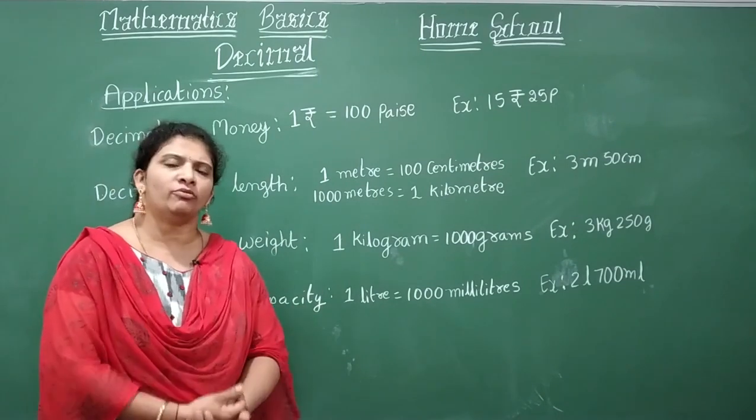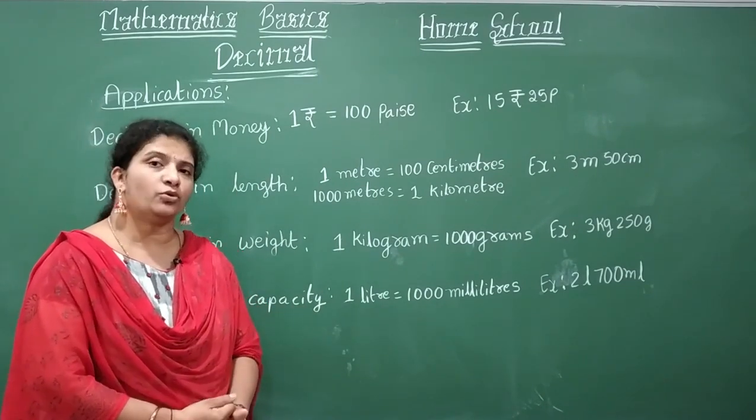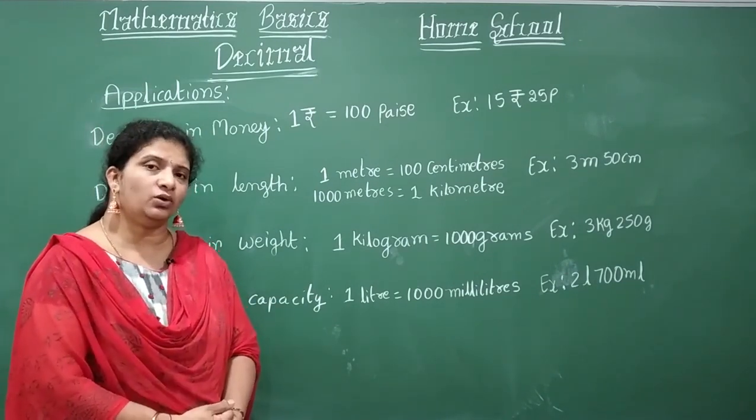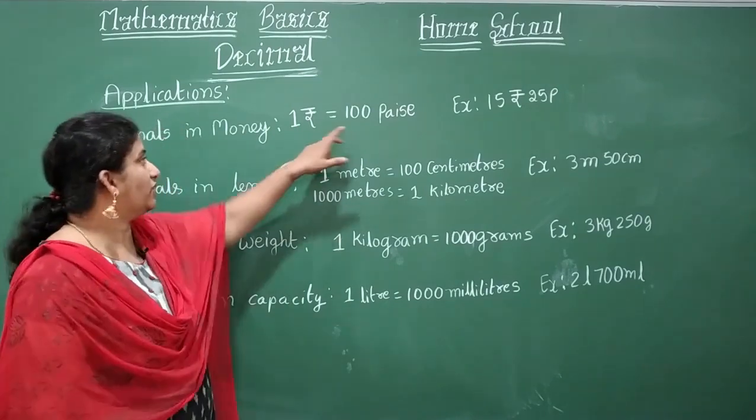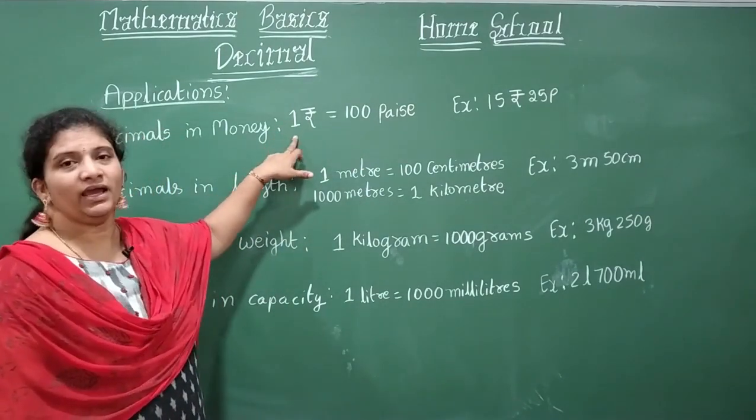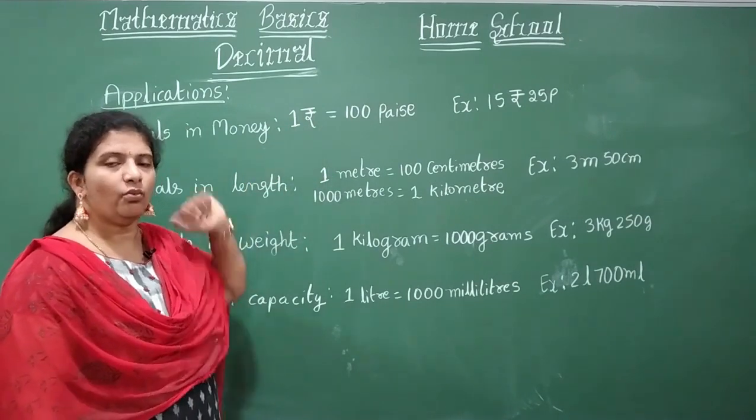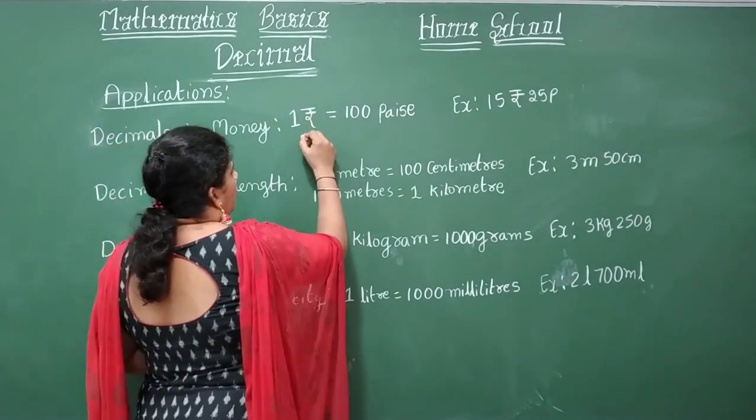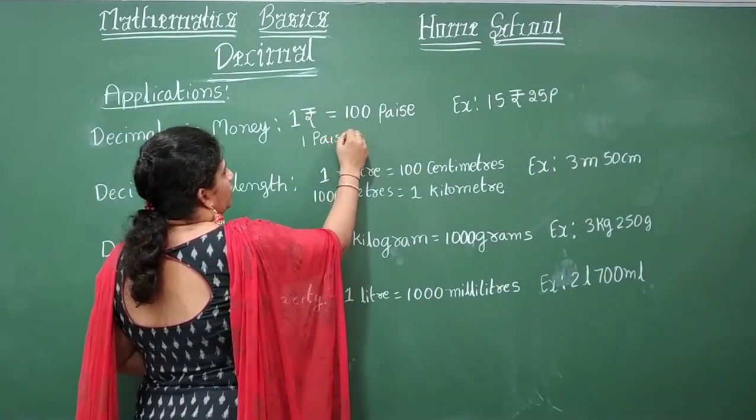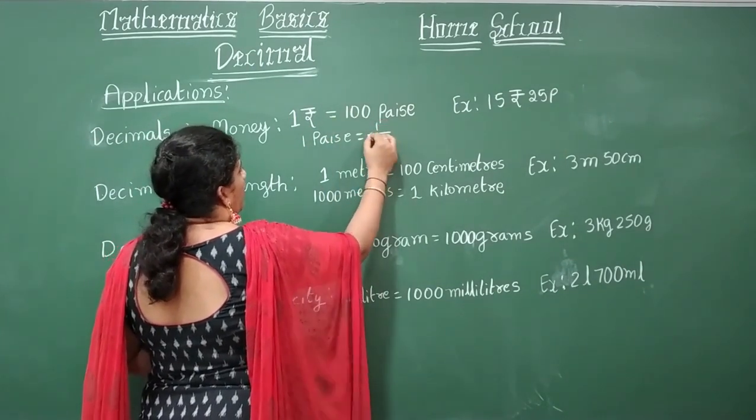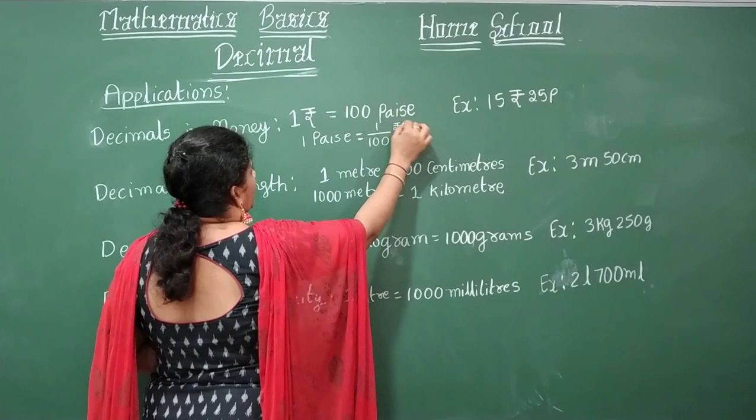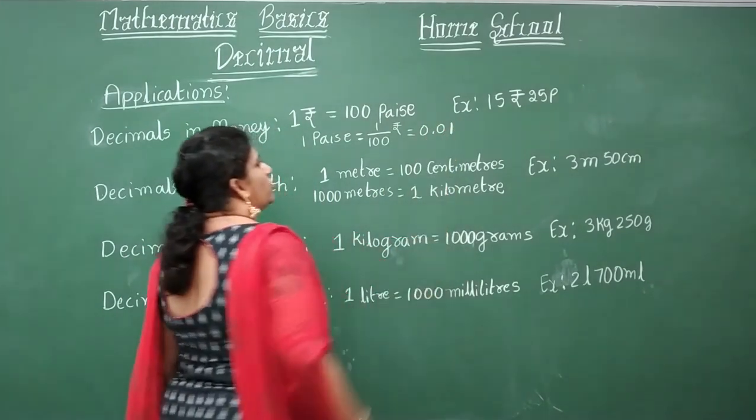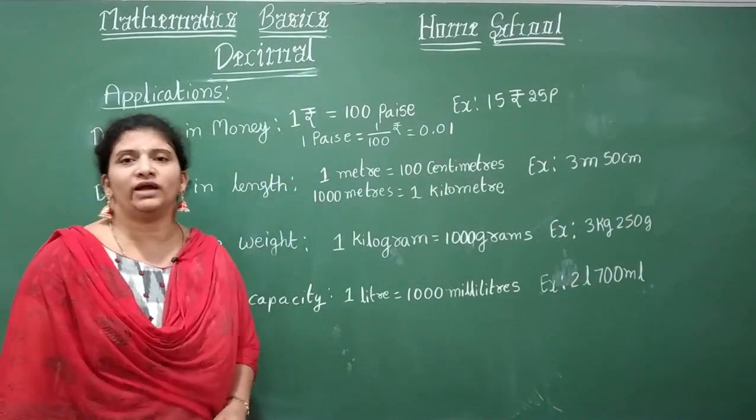So here children, when we talk about money, what do we know? 1 rupee is equal to 100 paise. So then what about 1 paise? 1 paise is equal to 1 by 100 rupee. How do you write that in the form of a decimal? Look here children, 1 paise is equal to 1 by 100 rupees. That is, 1 by 100 means what children? 0.01. Like this we need to convert, children.